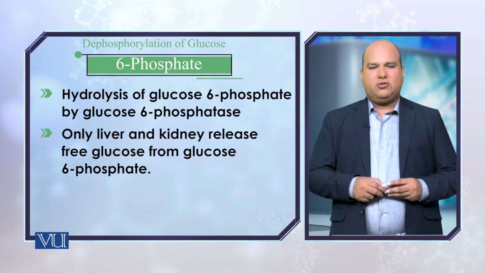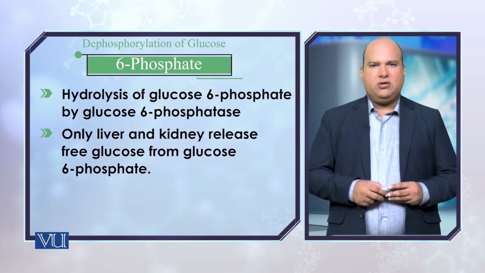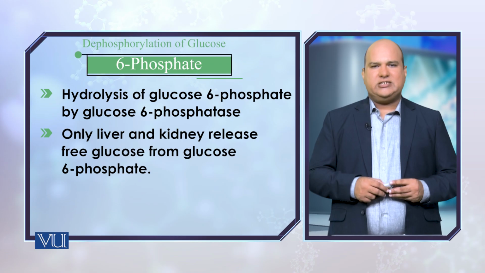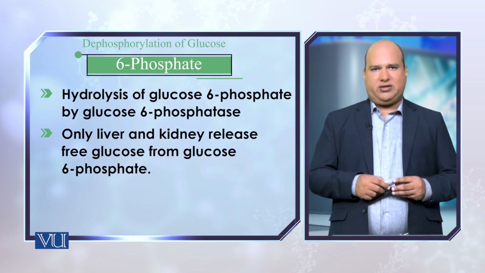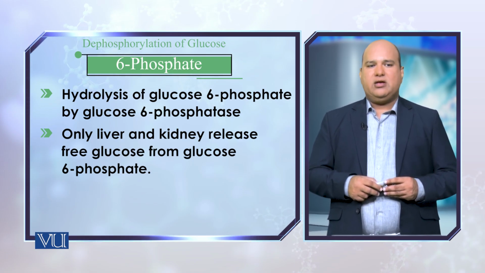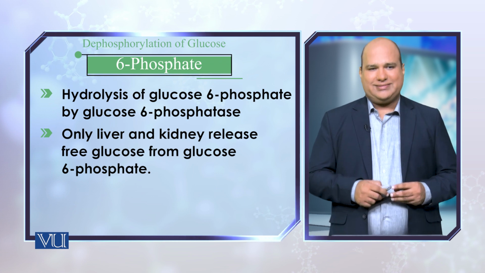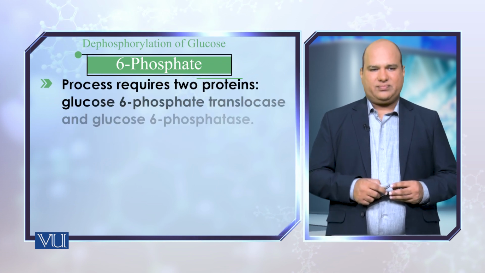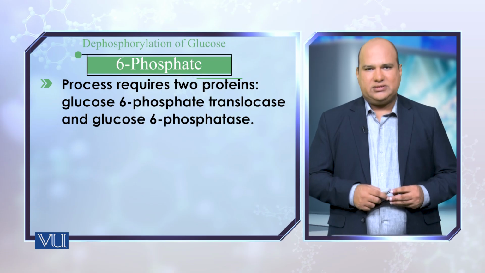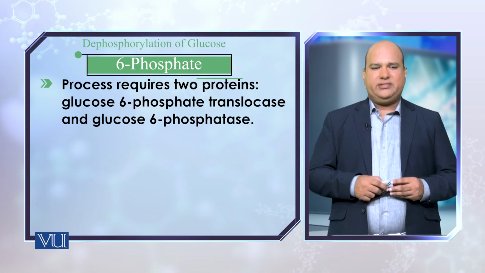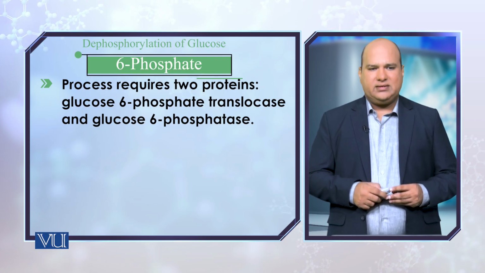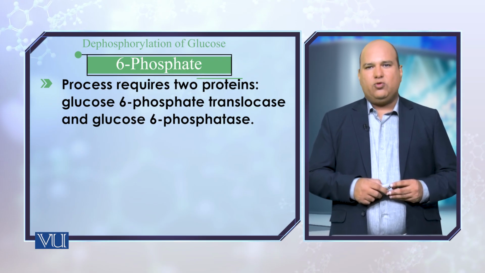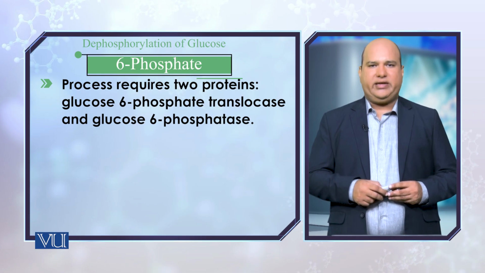The process of formation of glucose from glucose 6 phosphate specifically takes place in the liver and kidneys, because these are the two major organs where the process of gluconeogenesis takes place. There are two enzymes involved in this process. One is the phosphate translocase and the other is glucose 6 phosphate phosphatase.